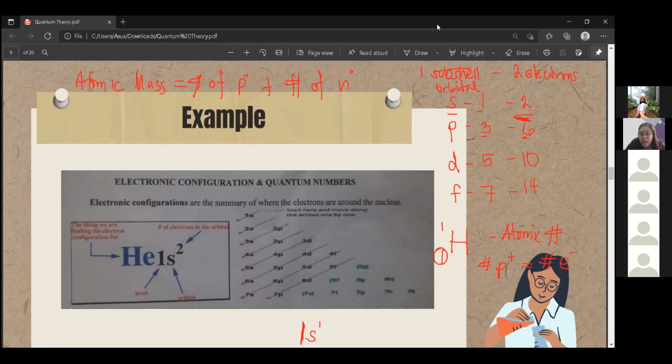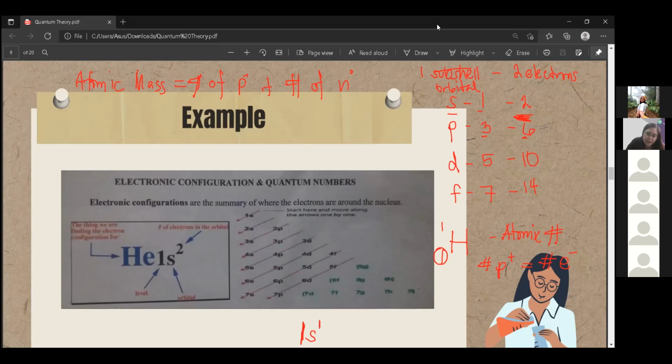Again, ang gamiton ang atomic number. One atomic number means si hydrogen may isang electron lang din. So ganito yung inyong susundin, class. You always start with 1s. So si 1s can accommodate at least 2 electrons. Pero since 1 lang naman talaga ang electron ni hydrogen, so stop ka na dyan. Hanggang 1s1 ka lang talaga.